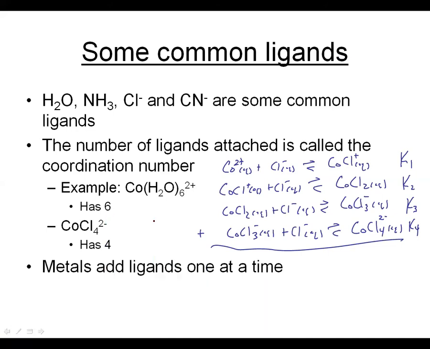So in this particular case, if we went through, this guy would cancel, this guy would cancel, this guy would cancel. And that's really how we get to our overall reaction that we saw on the previous page, where we have our cobalt plus our 1, 2, 3, 4 chlorides makes our complex ion.